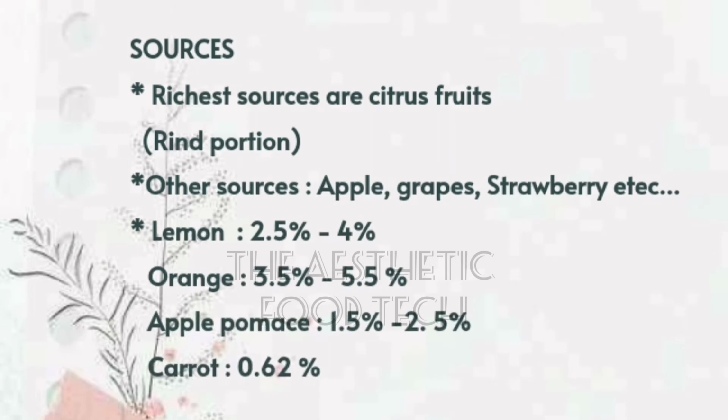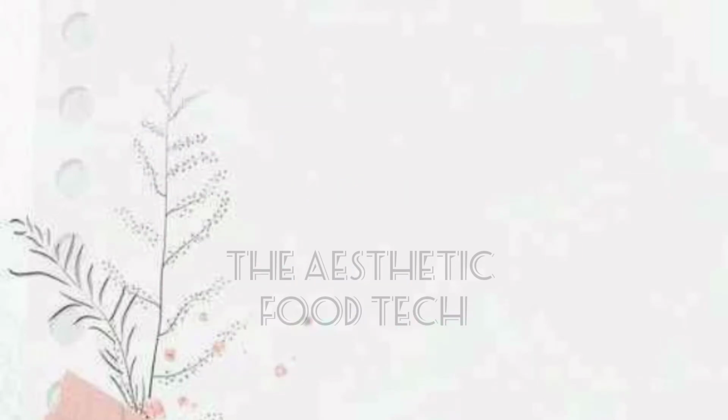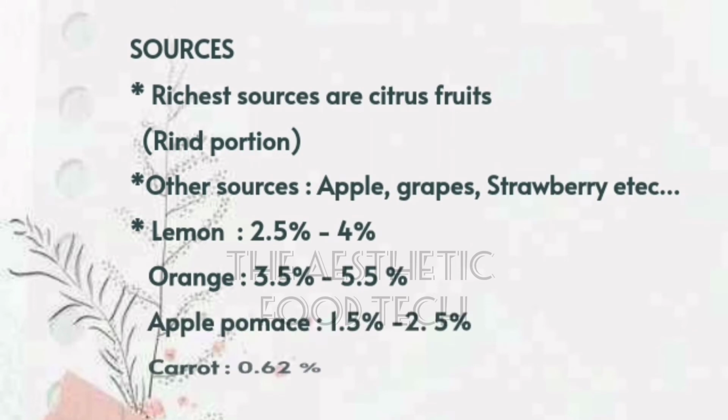About 2.5 to 4% of pectin is present in lemon, and in orange, 3.5 to 5.5% of pectin is present. In apple pomace, about 1.5 to 2.5% of pectin is present, and finally in carrot, there is 0.62% of pectin.